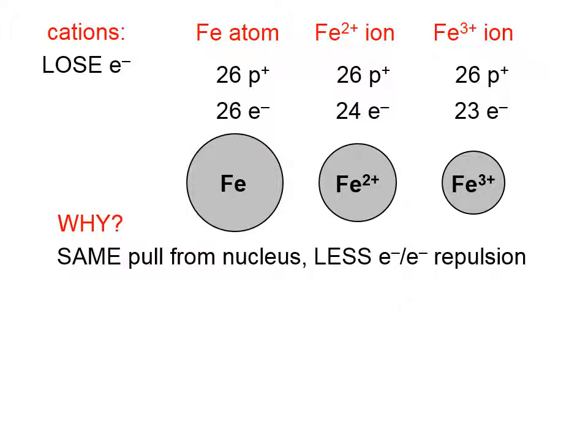So, why is it that cations are smaller than parent atoms? Well, they have the same number of protons as parent atoms, so there's the same pull towards the center from the nucleus, but there's less electron-electron repulsion.